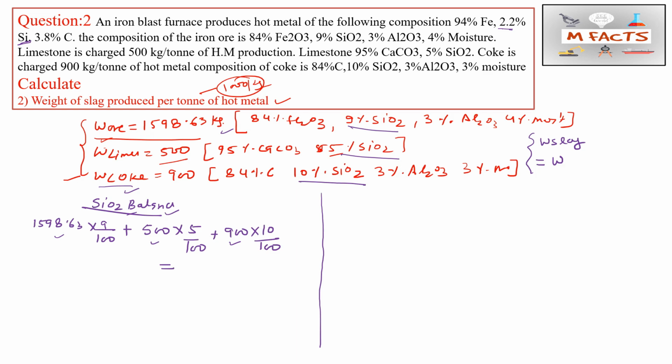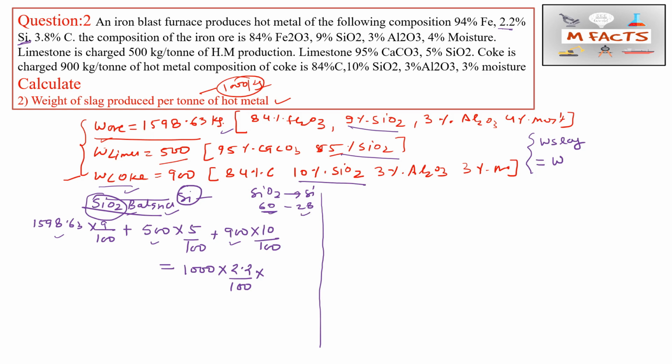From this SiO2, some Si goes into the hot metal, that they have given as 2.2%. So what is the weight of hot metal? That is 1000 kg. In that 1000 kg, 2.2% is silicon, and this is silicon, not SiO2. So SiO2 gives us Si. So how can we calculate? We know this SiO2 is 60 and this is 28. So from 60 of SiO2 we get 28 of Si.